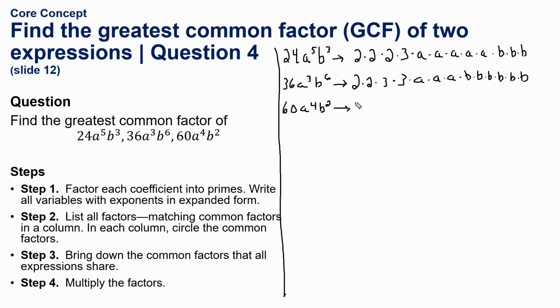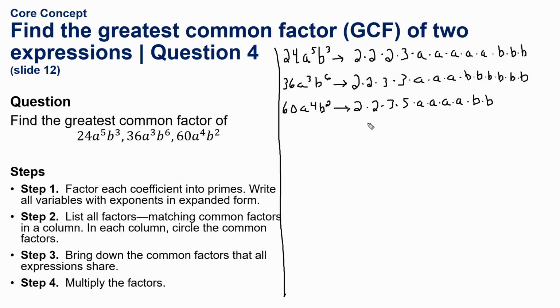So we first have 2 times 2 is 4, times 3 is 12, times 5 is 60. Then we have 4 a's, so a times a times a times a, and we have 2 b's, b times b. All right, so now we've expanded out, we've listed all our factors, we now need to match them up. So let's start first off with our number 2.